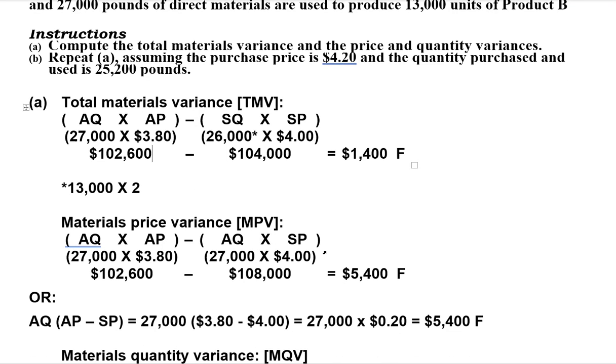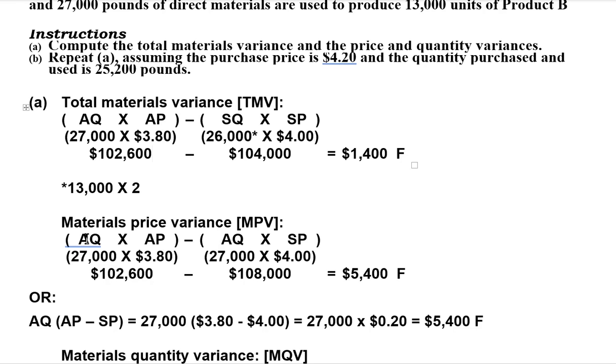The question now is, is that because of the price entirely, or is it because of the price and the quantity? We will know that once we compute the sub-variances, which would be the price variance and the quantity variance. The price variance is going to tell us how much the variance was caused by the price being different from the standard, the actual price.